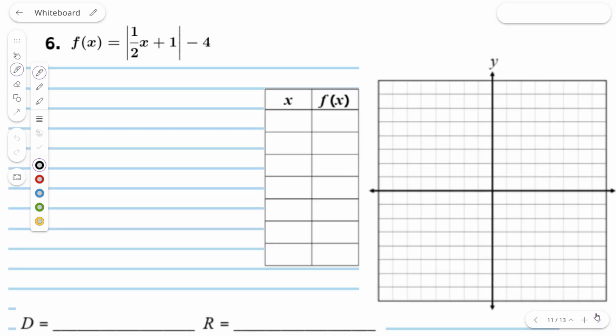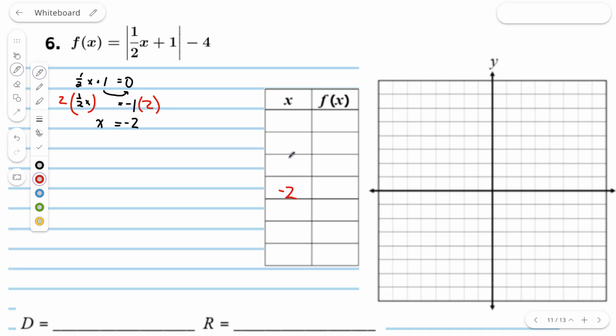And looking at this next graph, when I set my 1/2 x plus 1 equal to 0, we can solve for x by moving the 1 to the other side, so it becomes a -1. Let's get rid of the fraction. Multiply by 2. And so x is equal to -2. And so that is my starting point.